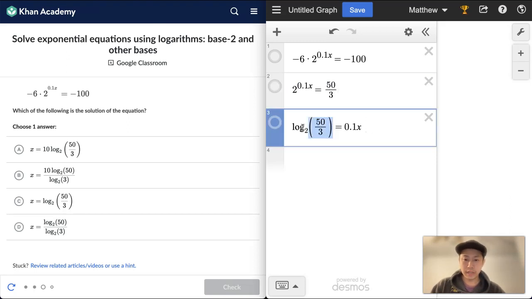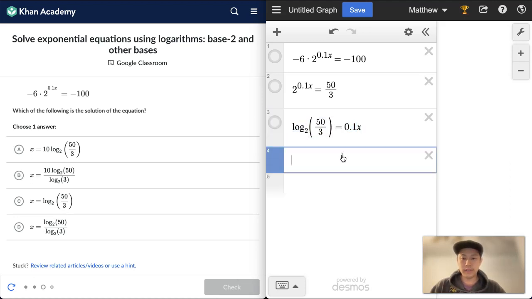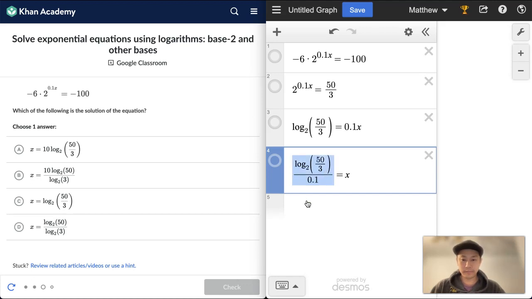This left side looks pretty nasty, but the right side looks simpler, and it has the variable we're trying to solve for. That's the whole point. We just have one more step: divide by 0.1. So let's go ahead and do that. We'll divide both sides by 0.1, and this is our answer.